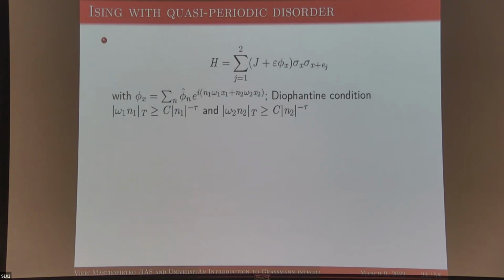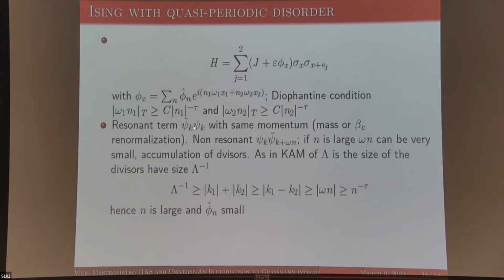Then the problem is, the dangerous term is when you have the same momentum, same k. Now you see, as omega is irrational, this omega n could be closer and closer to 0 up to 2 pi. So you have terms which are almost relevant, but not really relevant. Because if omega n is very large, then this is very small. So then there's a critical temperature again. Yes, the critical temperature is changed, but not the exponent. The specific heat is still logarithmic and all that. And it's exactly as in KAM.